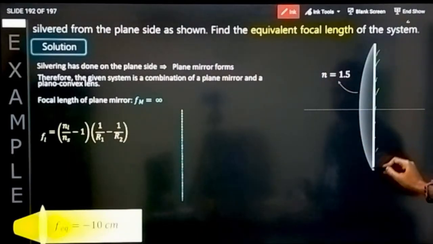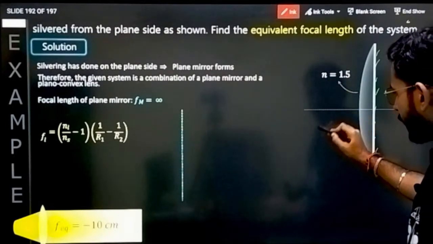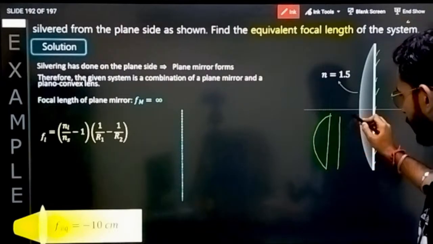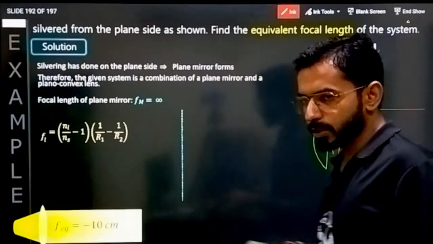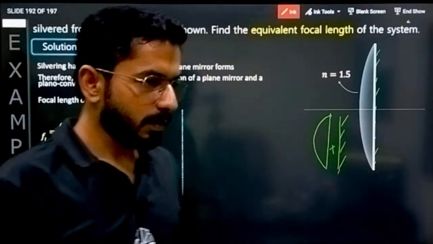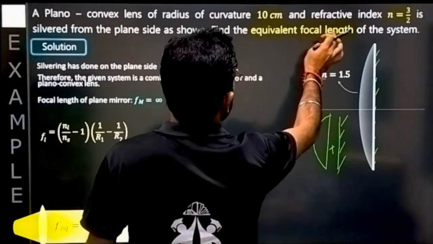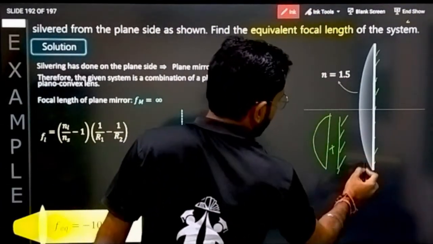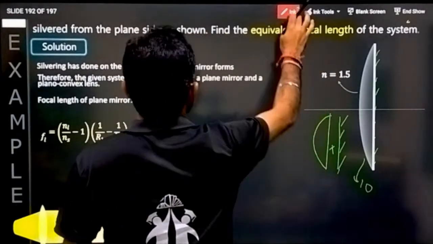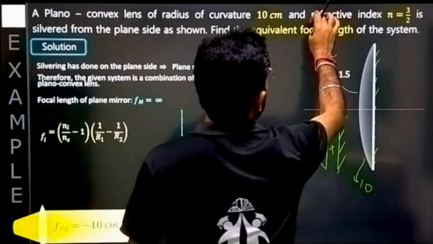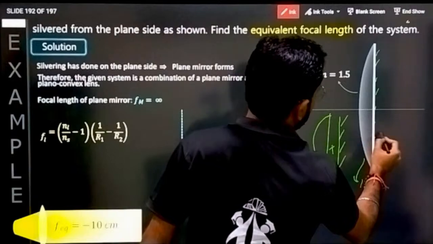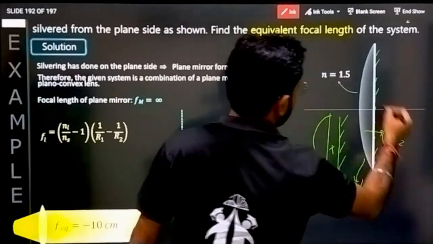This side is silvered. That means it is nothing but a plano-convex lens and a plane mirror combined, and I know the focal length for both. What will I be doing? Firstly, I have to calculate this. The radius of curvature is given as 10, so this length is 10. And the refractive index is given as 3/2.